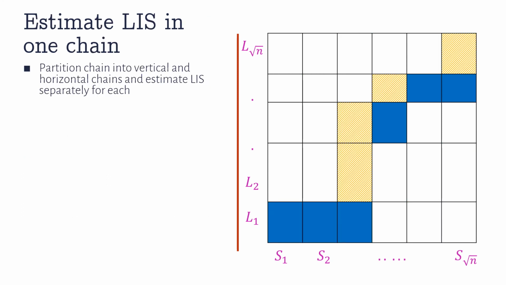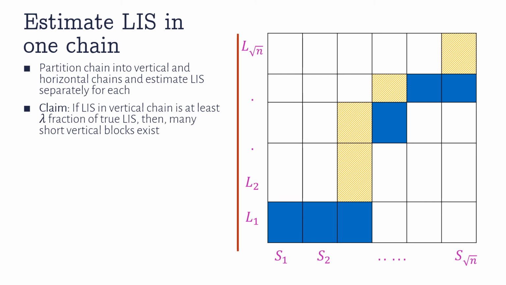Okay, coming to estimating the LIS in a single chain, consider this chain depicted here by means of shaded boxes. We first partition this entire chain into vertical and horizontal chains. Here, the horizontal chain consists of those boxes that are shaded with a solid blue, and the vertical chain consists of those boxes that are shaded with a hatched yellow. We can then estimate the LIS in the vertical chain and horizontal chain separately.